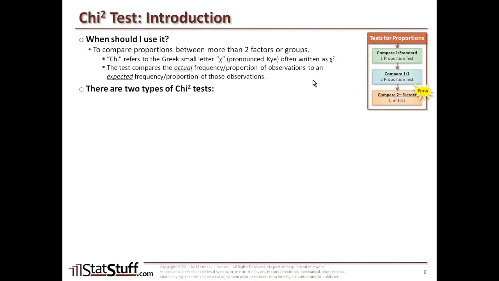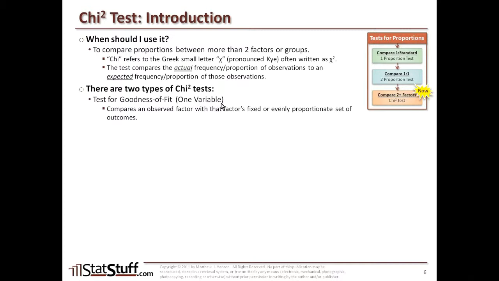So there are 2 types of Chi² tests that we'll be looking at. The first one is the test for goodness of fit, or one variable. This is where it compares an observed factor with that factor's fixed or evenly proportionate set of outcomes, the set of outcomes that it would have normally expected. Again, that's why it refers to just one variable that you're comparing.